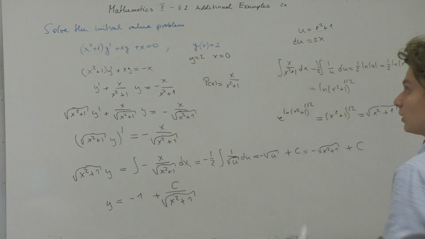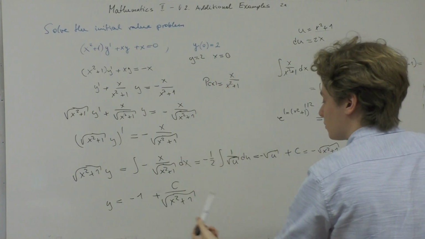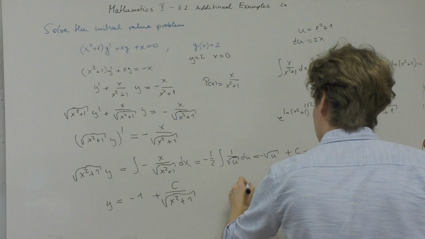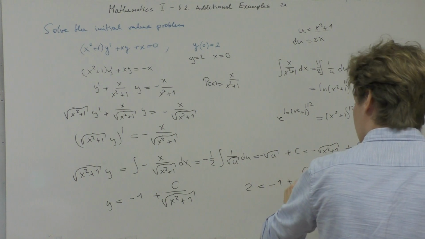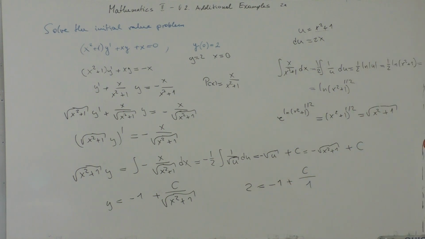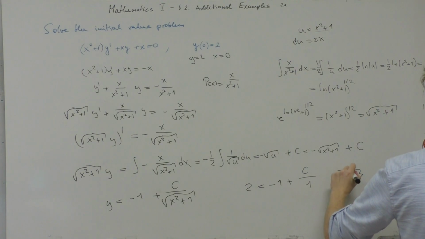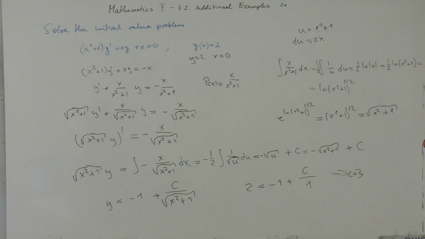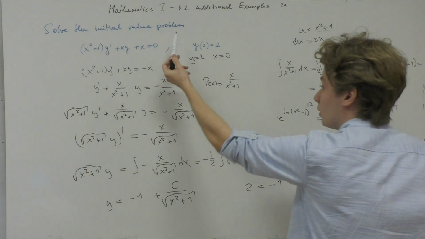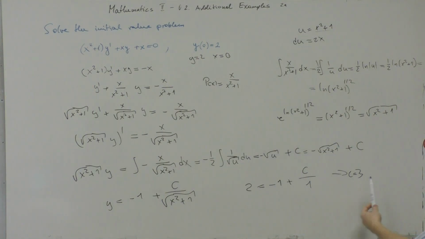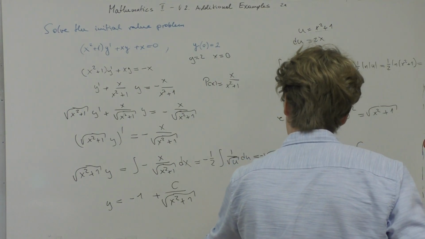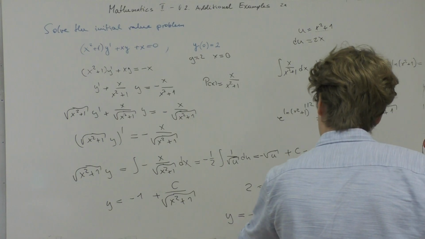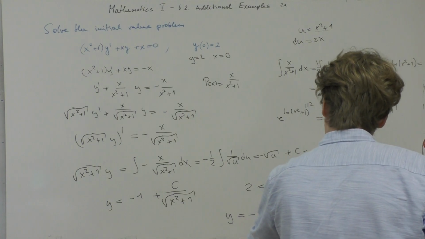So let's plug back these values into this equation. From here we get that 2 is equal to minus 1 plus c over 1. And we can easily see that c must be 3. And to get the solution of the initial value problem, we have to plug that c value back into this equation. So the solution of the initial value problem will be y equals minus 1 plus 3 over the square root of x squared plus 1.